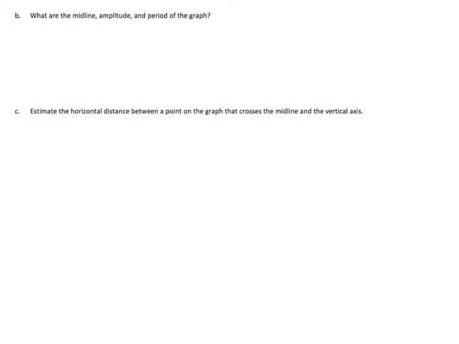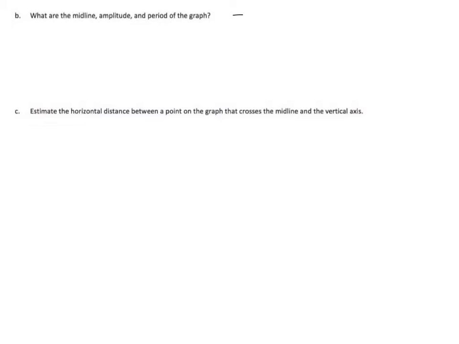So what are the midline, amplitude, and period of the graph? You have the graph in front of you if you've sketched it, or you can go back and look at the previous slide. The midline is going to be the maximum plus the minimum divided by 2, which also gives us our amplitude. And we had a definition for that a few lessons ago when we first learned about it.